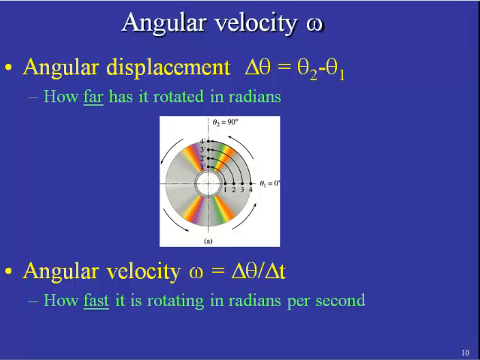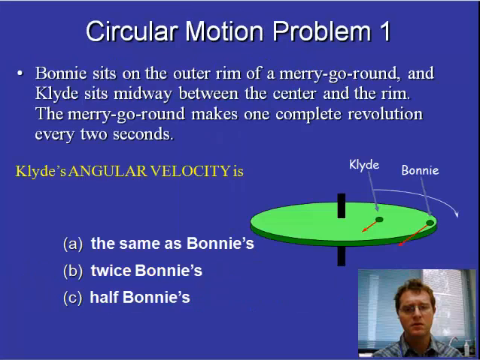Let's apply this to a problem. Bonnie sits on the outer rim of a merry-go-round and Clyde sits midway between the centre and the rim. The merry-go-round makes one complete revolution every 2 seconds. Clyde's angular velocity is A, the same as Bonnie's, B, twice as Bonnie's, C, half as Bonnie's. Well, in this case, the amount of angles of the angular displacement is identical for Clyde and Bonnie. So therefore, Clyde's angular velocity is the same as Bonnie's.